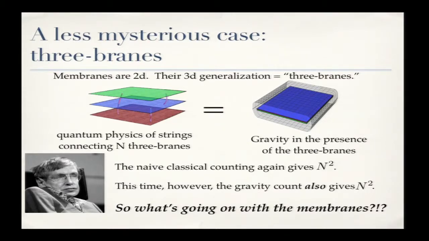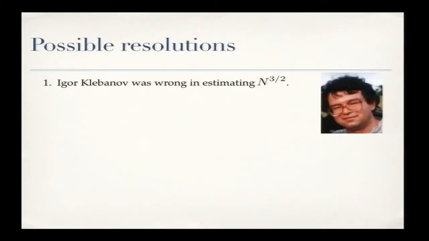So the lesson that I'd like to draw from this slide is that, look, in string theory, we have these other objects, 3 branes, where the classical counting gives n squared, the gravity counting also gives n squared, so there's no mystery. So then, what's going on with the membranes? So there are some possible resolutions. The first one would be, well, Igor Klebanov was wrong when he calculated n to the 3 halves, and here's a picture of Igor. Well, that's unlikely. He was MIT class of '82.